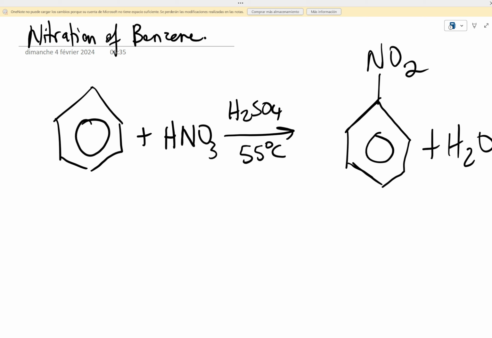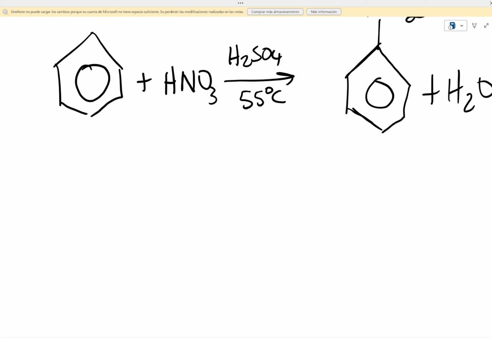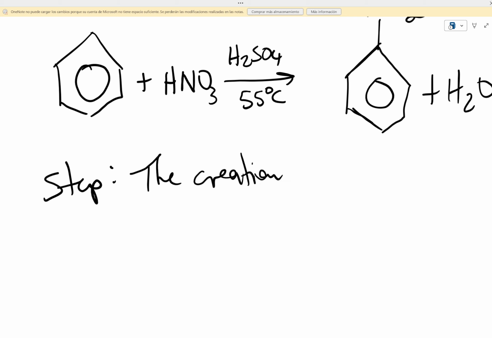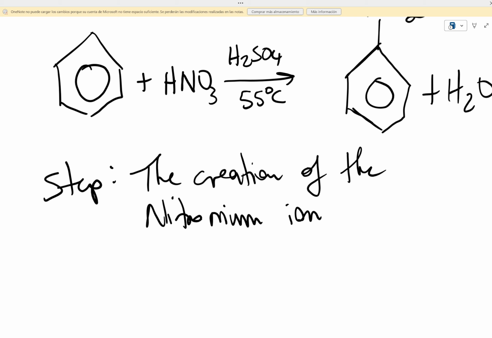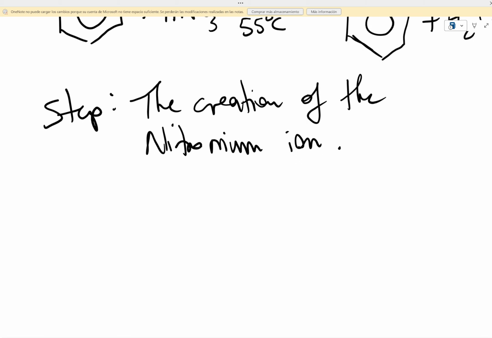So let's have a look at the mechanism now. The first step, step 1, is always the creation of your electrophile. So we're gonna have the creation of the electrophile. And in this case, it's a nitronium ion. I think the nitronium ion looks somewhat like this.